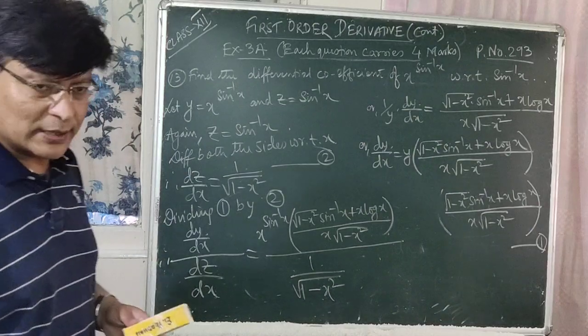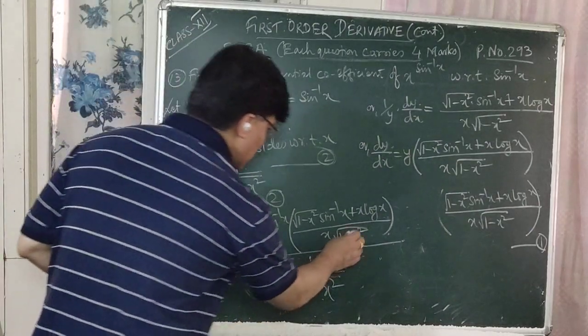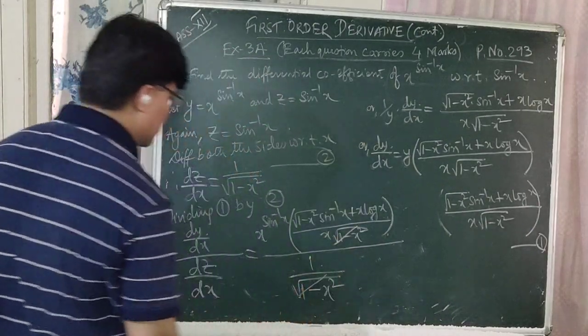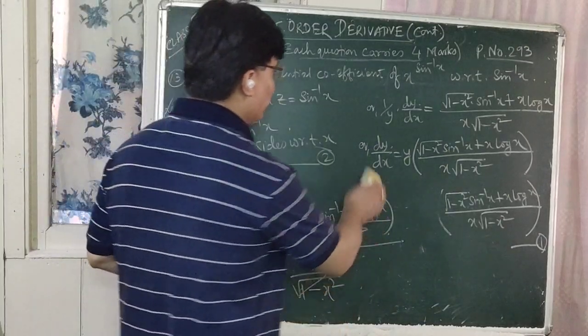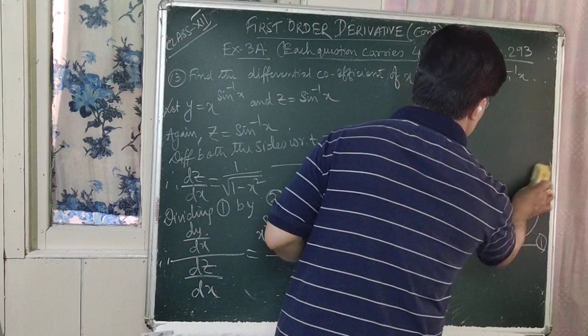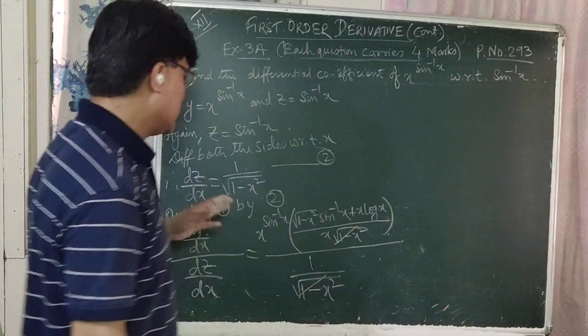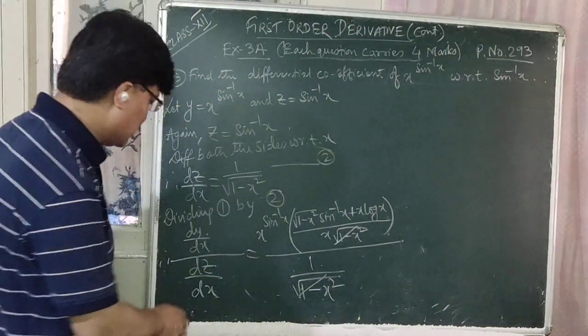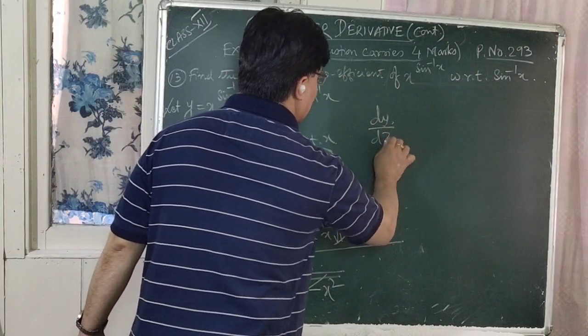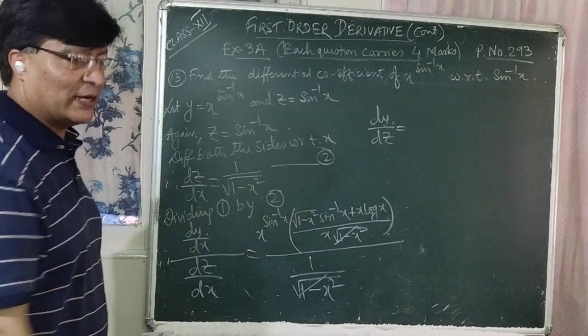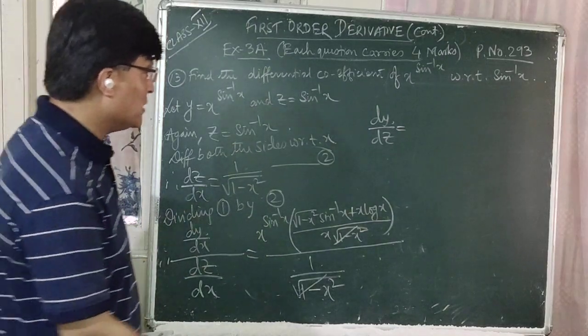So I think you have understood it. So here you can cancel this, root over 1 minus x square, root over 1 minus x square will be cancelled. So here also dx will be cancelled. So what is the final answer, or what is the final value for dy by dz? Here dx will be cancelled. So dy by dz, you have to get this value. That will be the answer. What is dy by dz?